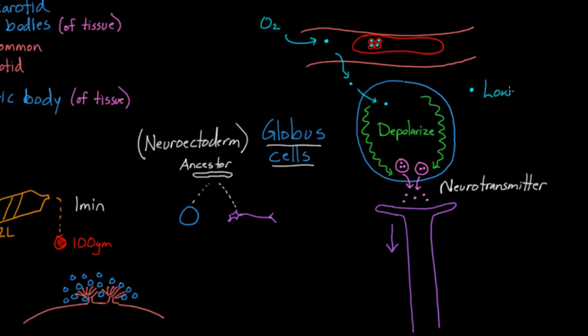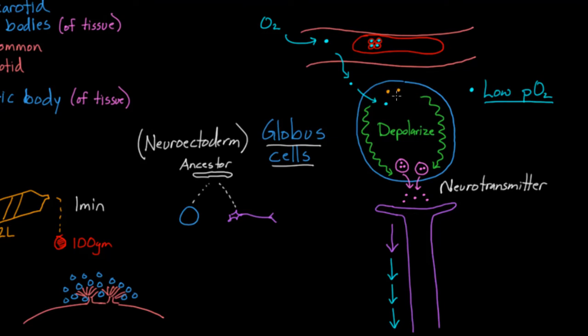So if this globus cell says, wait a second, I'm noticing a low level of oxygen, low partial pressure of oxygen in the blood, it will start sending more signals. It's going to start firing off more and more of these signals down here because it's going to dump more neurotransmitter into that nerve. So this becomes a major signal, low amount of oxygen. Now another signal is carbon dioxide.